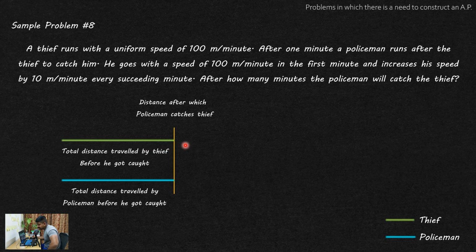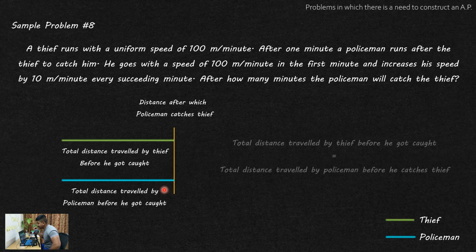This is the total distance traveled by the thief before he got caught, and this is the total distance traveled by the policeman before he catches the thief. This is a typo error, please ignore it. Now the total distance traveled by the thief before he got caught is equal to the total distance traveled by the policeman before he catches the thief. So far we have established two important pieces of information from the question.